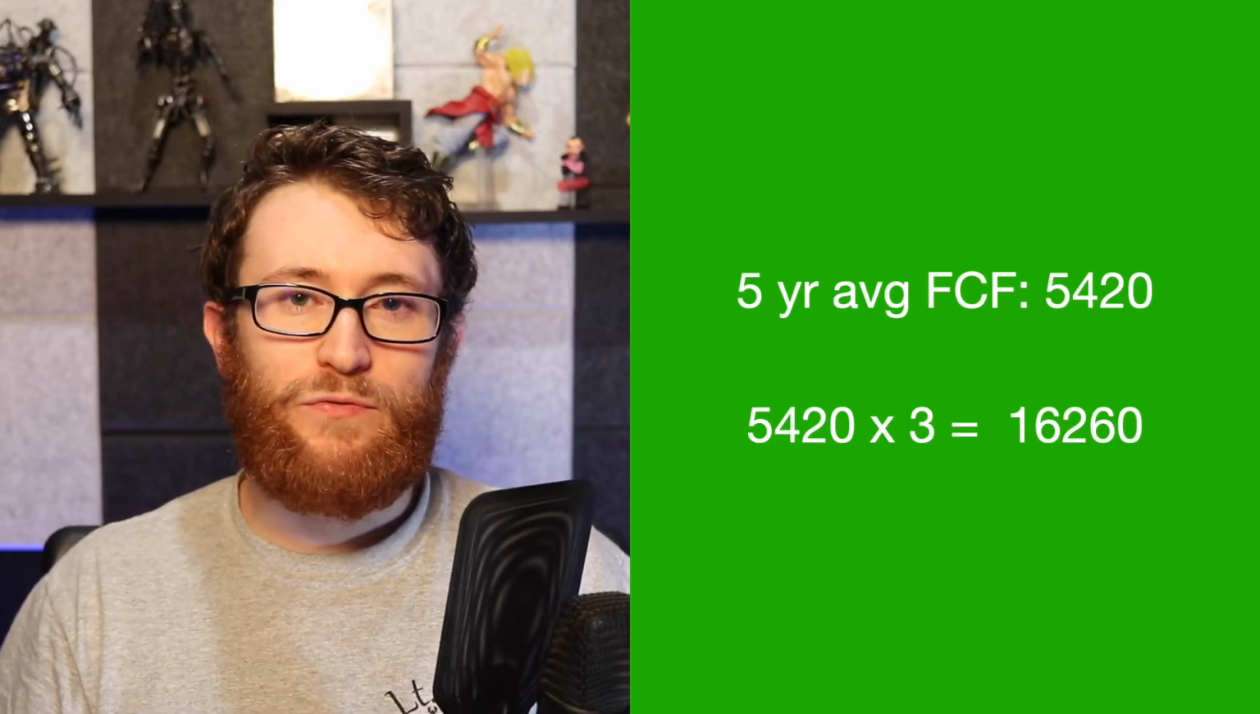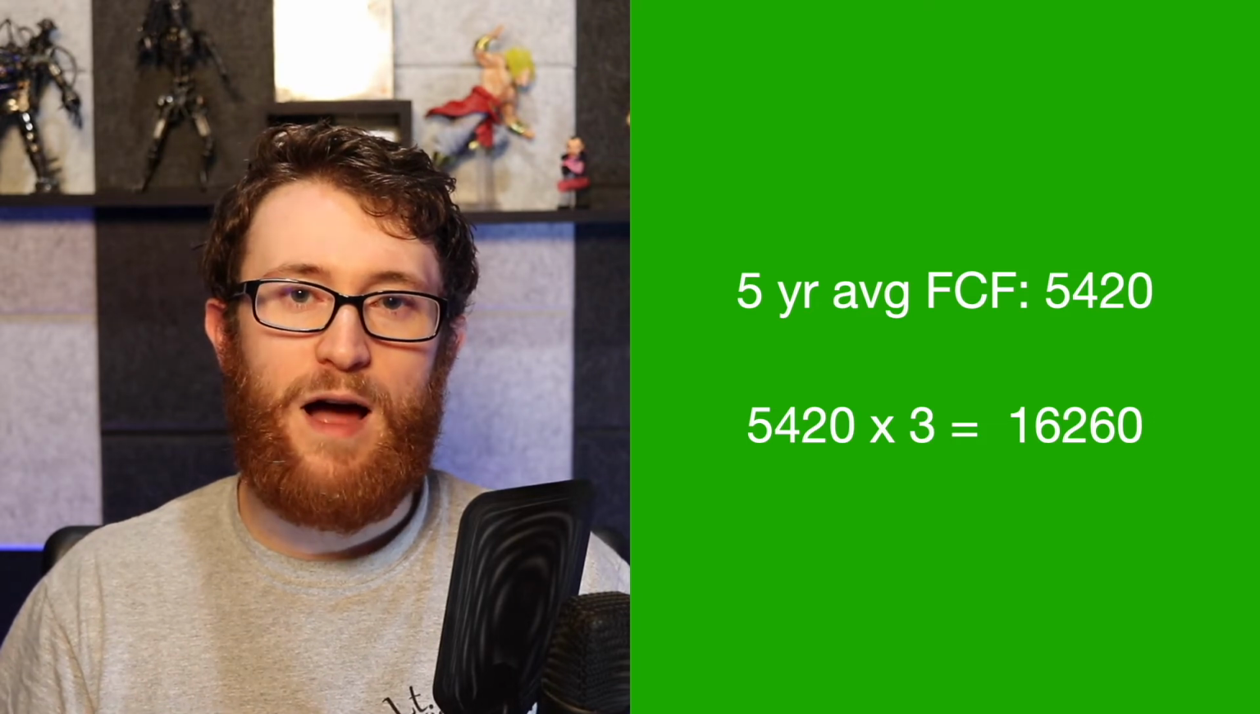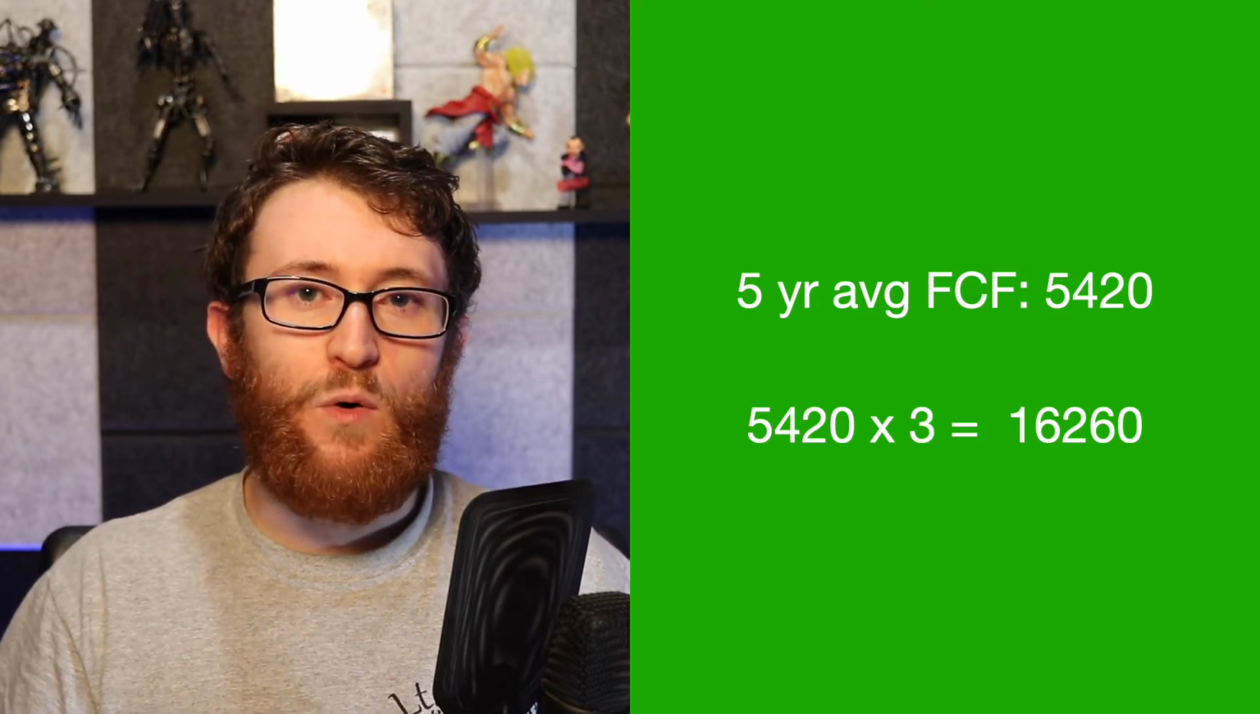Okay, so next we want to look at their debt and make sure that they're affording all of that within reason. So what I like to do is take the 5-year average free cash flow, multiply that by 3, and then make sure that that amount is higher than their current long-term liabilities. The 5-year average free cash flow multiplied by 3 is roughly $16.26 billion. So now we have to make sure that the long-term liabilities are under that amount. And indeed, they are under that amount at $11.66 billion.